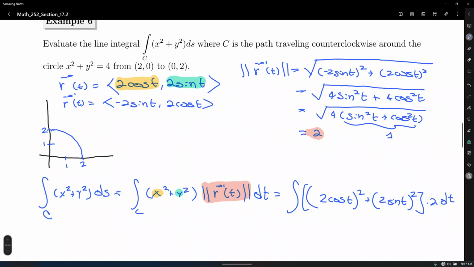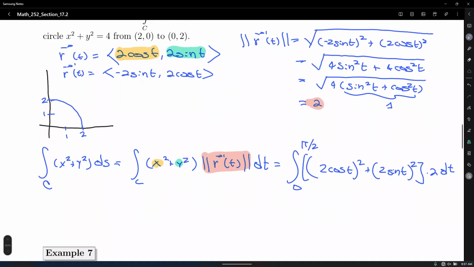Now, what are the limits of integration? Well, in this case, we are integrating over a circular trajectory, and since we are only looking at the part of the circle that goes between those two given points, that's only the first quadrant. What are the limits? 0 to pi over 2.